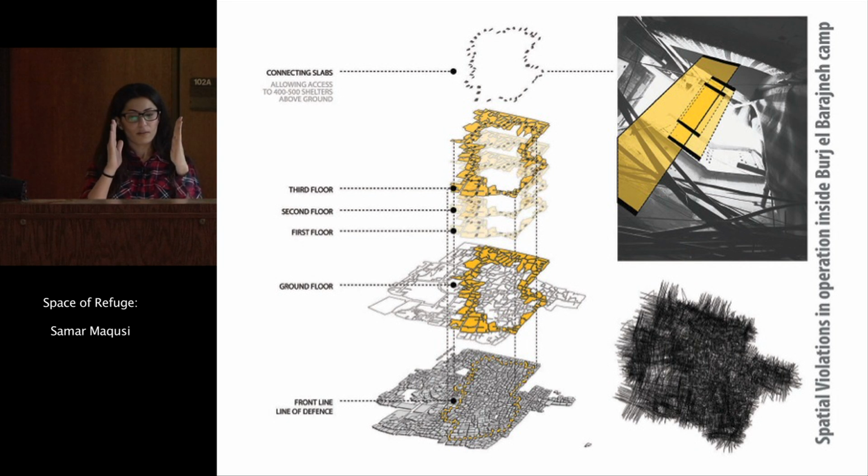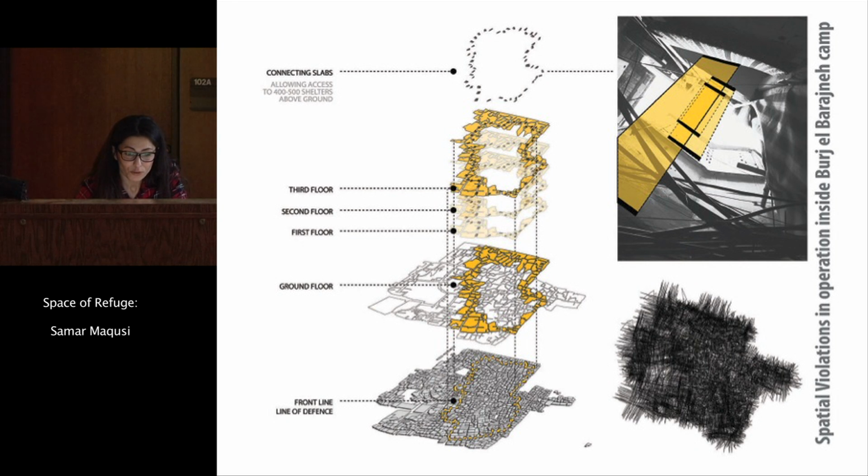So let's say these are two buildings across from each other. This is a building and that's a building. They'll make an opening here and an opening there, two buildings crossing each other, and then they would connect it with a slab. And they would keep doing this throughout the camp.